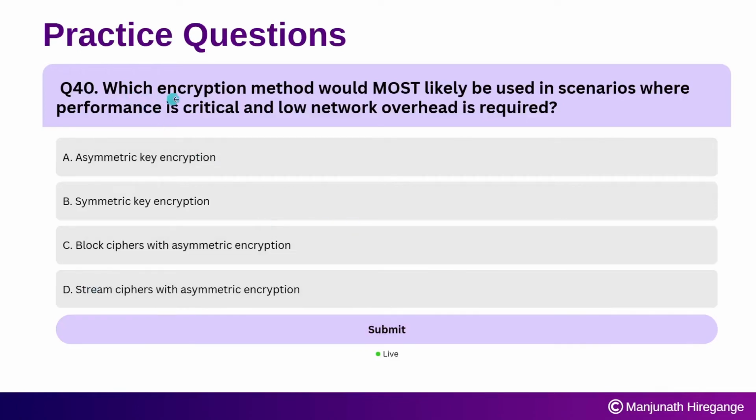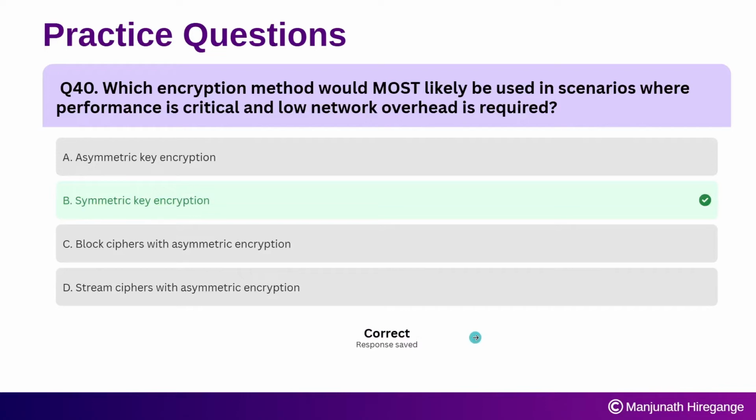Question number 40. Which encryption method would most likely be used in scenarios where performance is critical and low network overhead is required? The key phrases are most likely, performance is critical, and low network overhead. Asymmetric key encryption, symmetric key encryption, block ciphers with asymmetric encryption, stream ciphers with symmetric encryption. If you carefully observe and understand the different kinds of encryption, we can easily answer. The answer is symmetric key encryption.